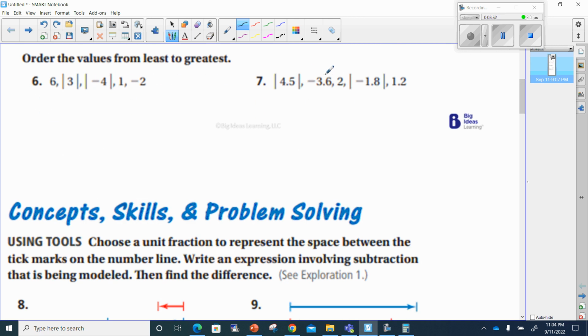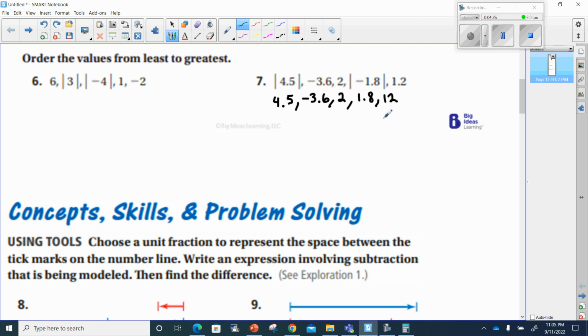Put these from least to greatest. The absolute value of 4.5 is 4.5. Remember, we need these all in the same term. Negative 3.6 stays negative 3.6. Then we have 2. Then we have the absolute value of negative 1.8, so that's going to be 1.8. And then we have 1.2.